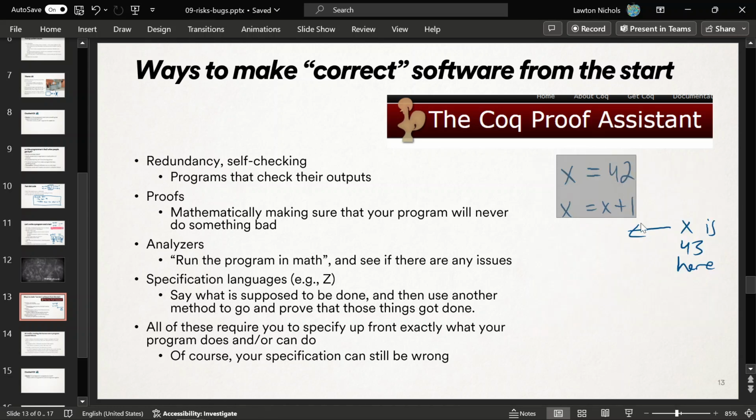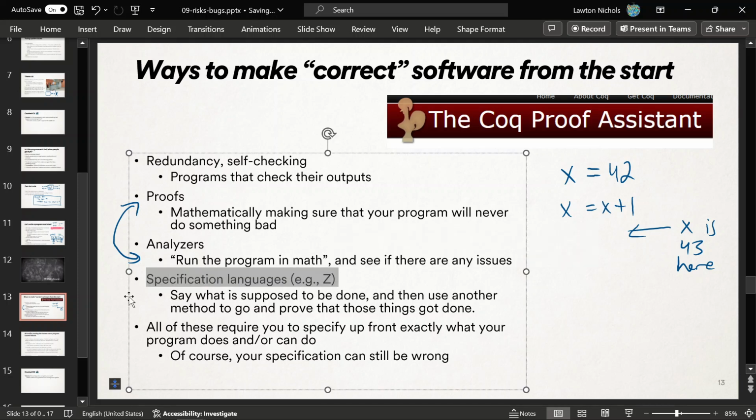So you can see the kind of reasoning that needs to take place: the values of all the variables, and how they change after each line. You have to mathematically specify what the line x equals x plus 1 means. That's kind of interesting. Okay. So proofs and analyzers kind of go hand in hand. Analyzers have been proved correct in a sense.